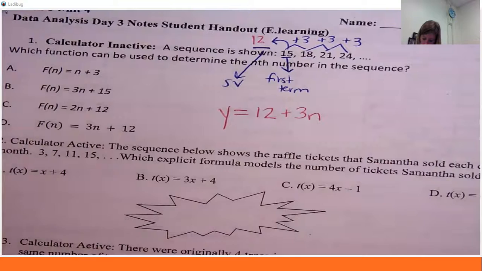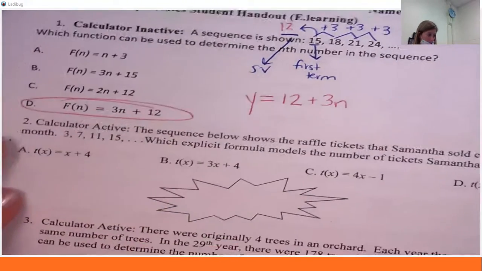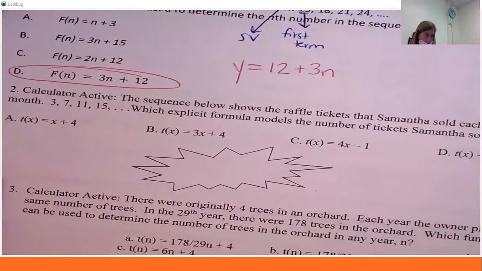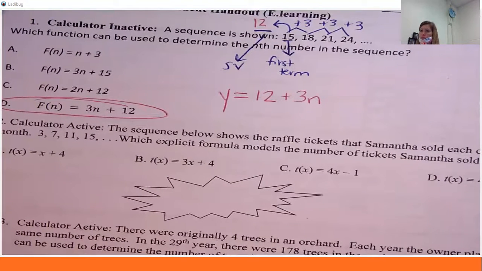Jamon, what answer choice does that match? A, B, C, or D? What? I can't hear. Somebody tell me what you say. D, good. 3n plus 12 is your answer. Does anybody have a question about that one?